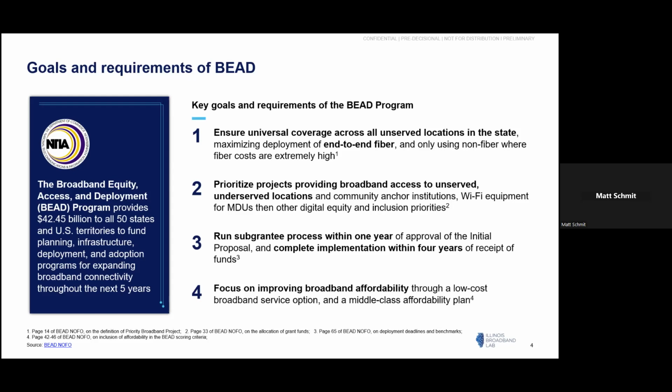So we want all providers, different technology types. If you're interested in helping us meet the goals of universal access throughout the state, we really want to work with you because we're going to need your help and your contribution. So that's the first goal, universal access.